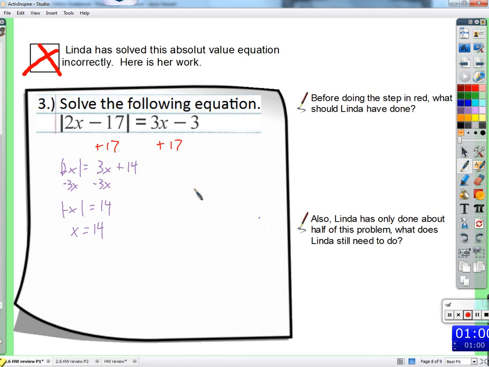And for the step in red, you see that plus 17 is in red. What should Linda have done? She should have taken negative 3 minus 2. Why negative 3 minus 2? She wants to get the x's on the other side.